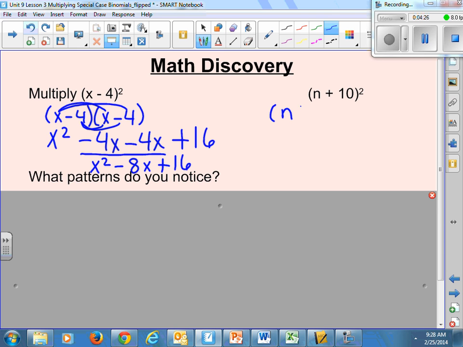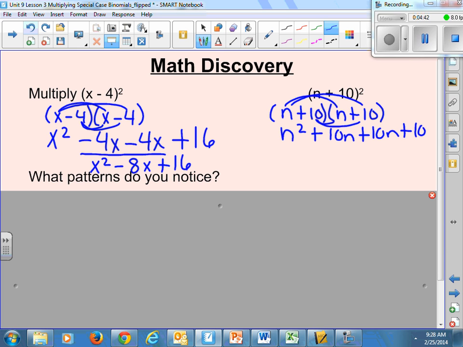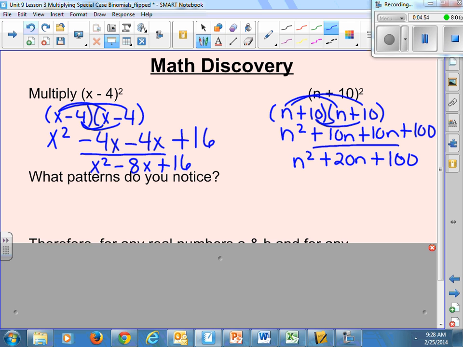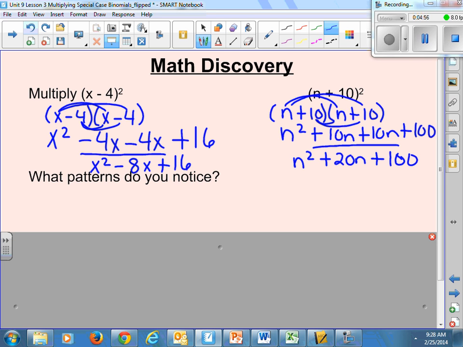Let's look at one more. Again, go ahead and split it into n plus 10 times n plus 10, and use your distributive property. n times n is n squared, n times 10 is 10n, 10 times n is 10n, and 10 times 10 is 100. Combine like terms, n squared plus 20n plus 100. Alright, I'm going to give you just a second. What patterns did you notice this time? Hopefully, this time you noticed that the middle term was doubled.